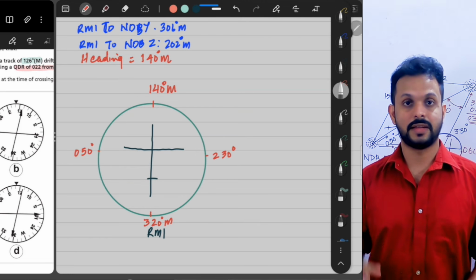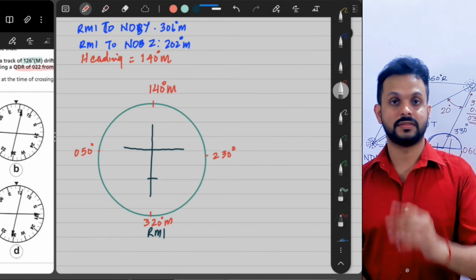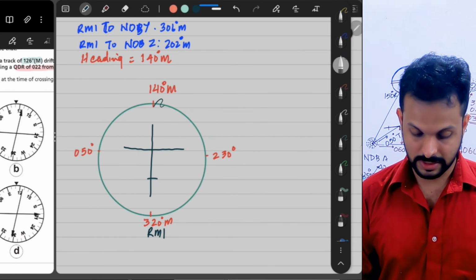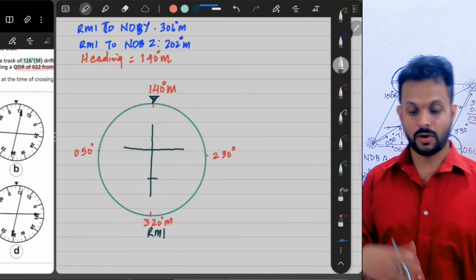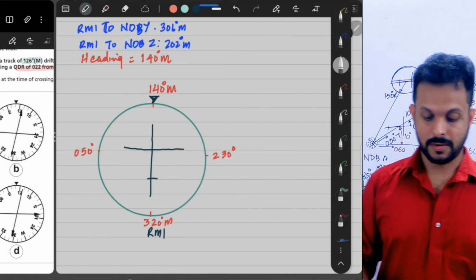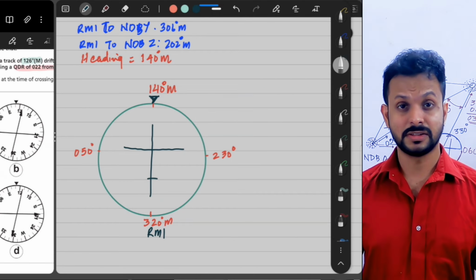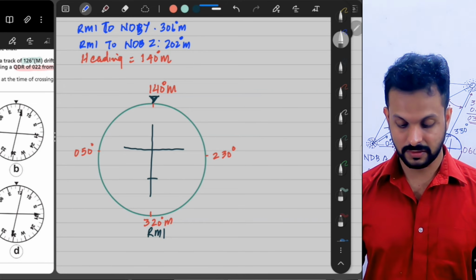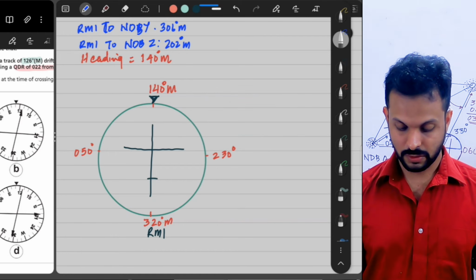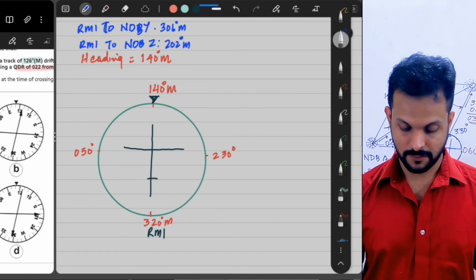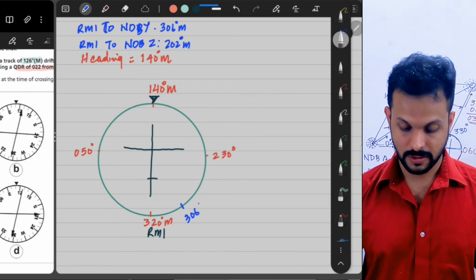Right, so you can see that the dial rotates in such a way that the head of the dial is always the heading of the aircraft. So basically this is the aircraft's heading. Perfect. Now having all these 4 points fixed, let's fix the required points here. RMI to NDB Y is 306 degrees magnetic. Let's position this 306 degrees. So 306 should be somewhere close to 320. So that is 306 degrees.